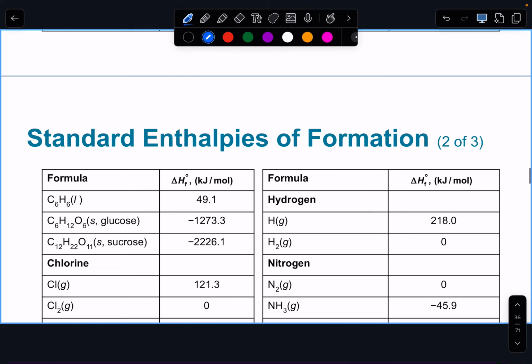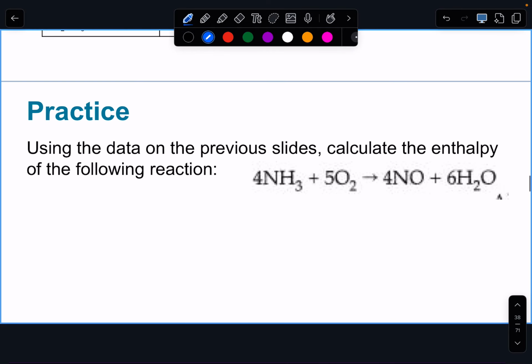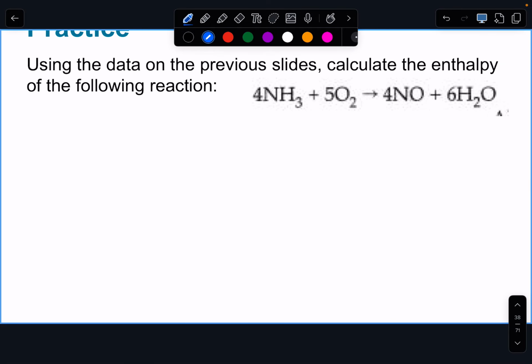All right, let's have you practice another one. So you're going to need to use those tables. And these should all be gases. I think I just cut off the states there. So go ahead and use those tables and calculate, using enthalpy of formation, the enthalpy of this reaction.